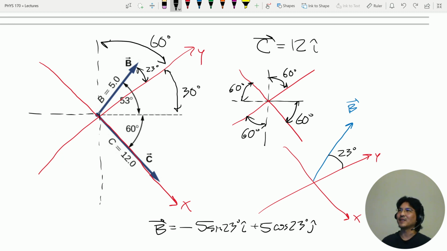Okay, so try and practice this, and this strategy also, rotating the coordinate systems. It's going to come up later.